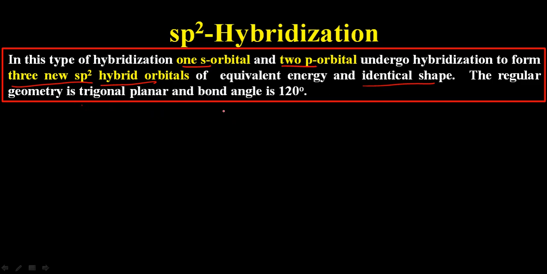We can discuss it with the help of the example of BF3. In case of BF3, the central atom is boron, where we have 5 valence shell electrons, and the configuration is 1s2, 2s2, 2p1.